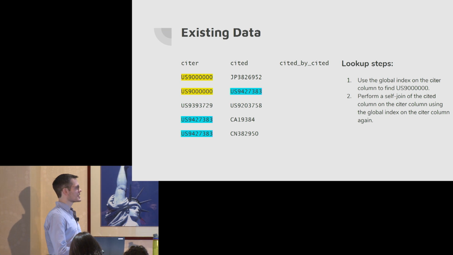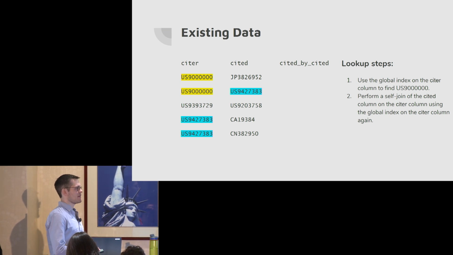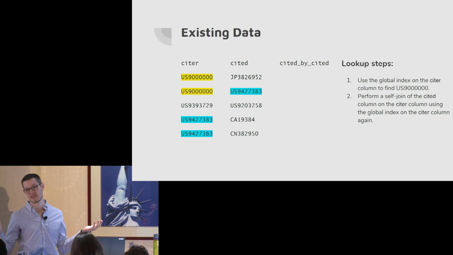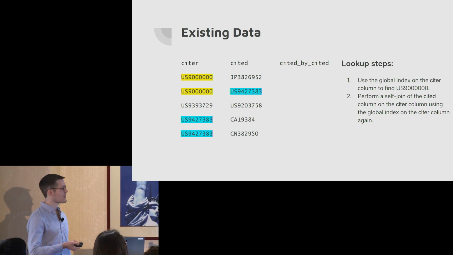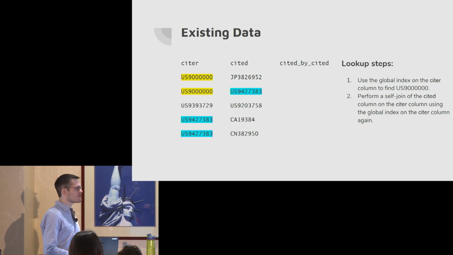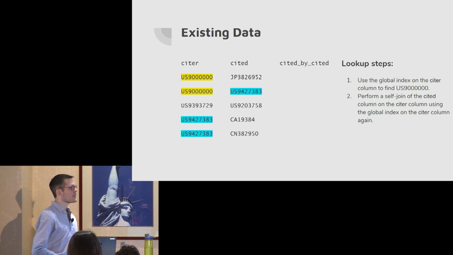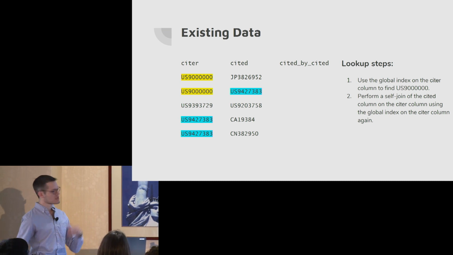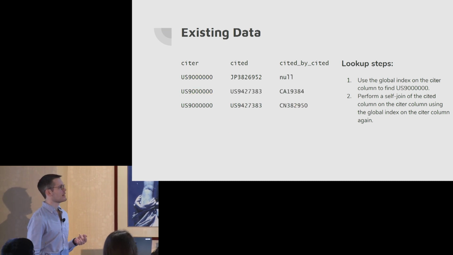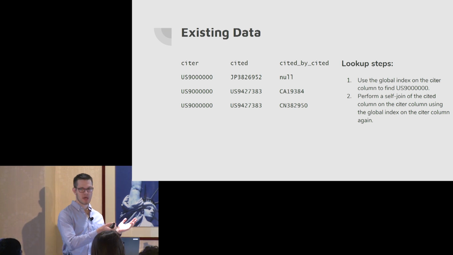For this first citation, let's say we don't have a JP citation. It just cites no one somehow. We'll dead end there. That's fine. But for this US 9.4 patent, maybe we have 2 more. So when we do this join, there's another global index lookup that has to be done. And we get something that looks like this.